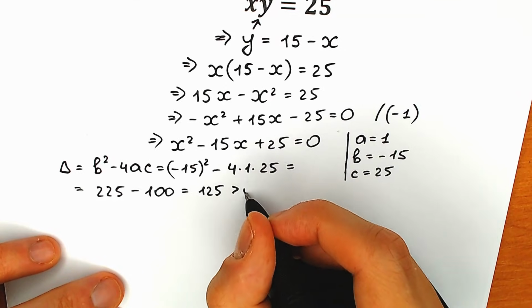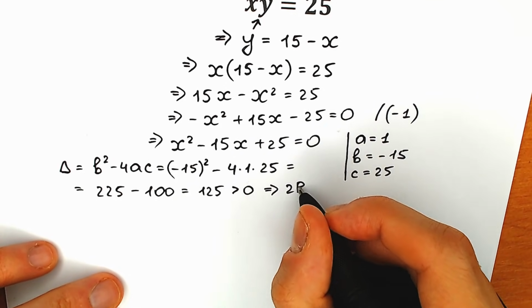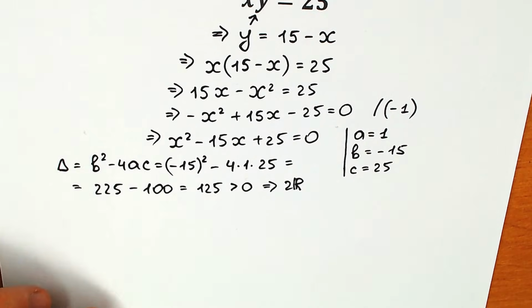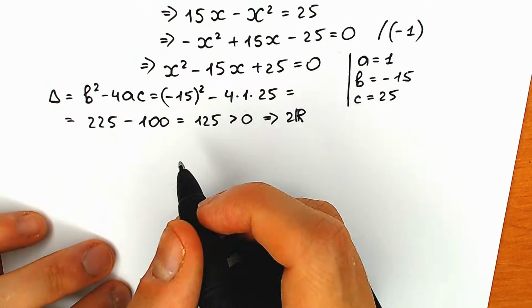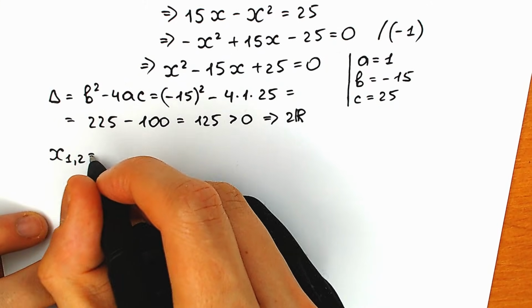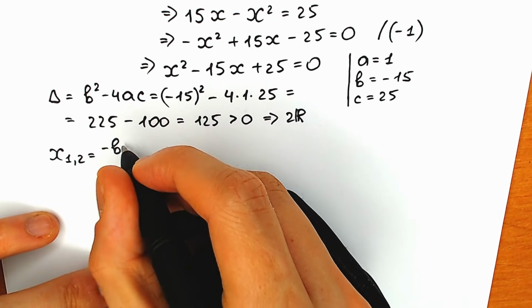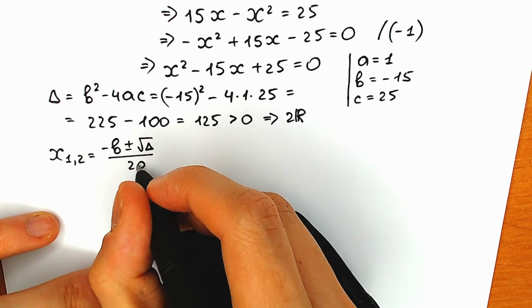125 is greater than 0, so it means that here we have two real roots. It looks like that, but let's check it. So we have two roots, x first and x second. Now let's write our well-known formula: minus b plus minus square root of discriminant, all over 2a.